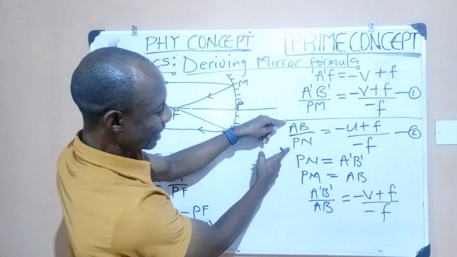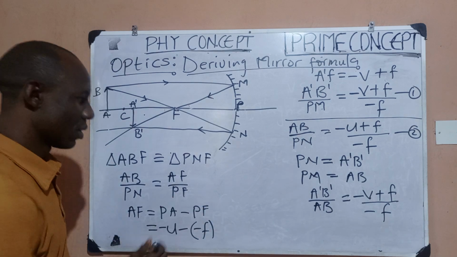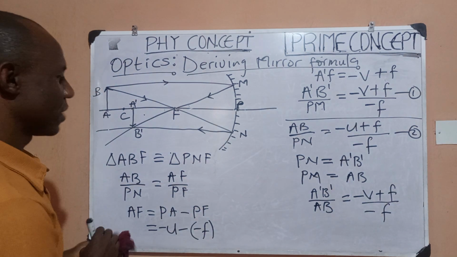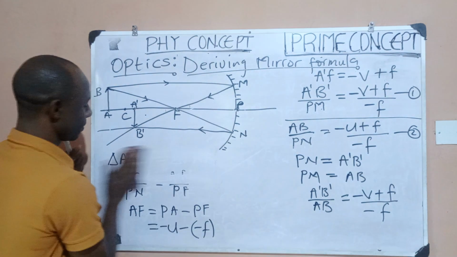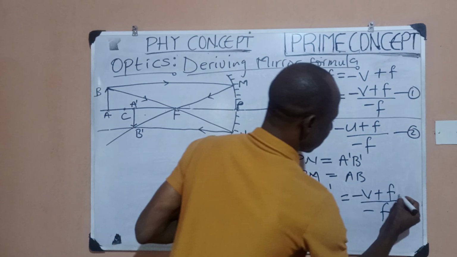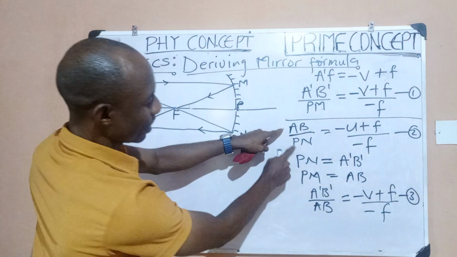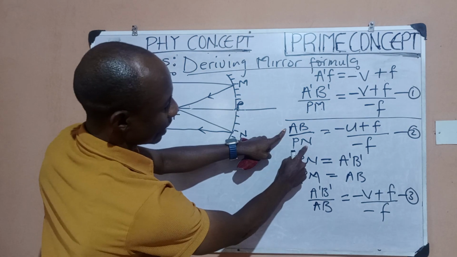So I'm going to do the same thing. I'm going to replace Pn here with this. So bear with me because I have very limited space. Let's call this equation 3, right? So I'm going to do the same thing. I'm going to replace Pn here.